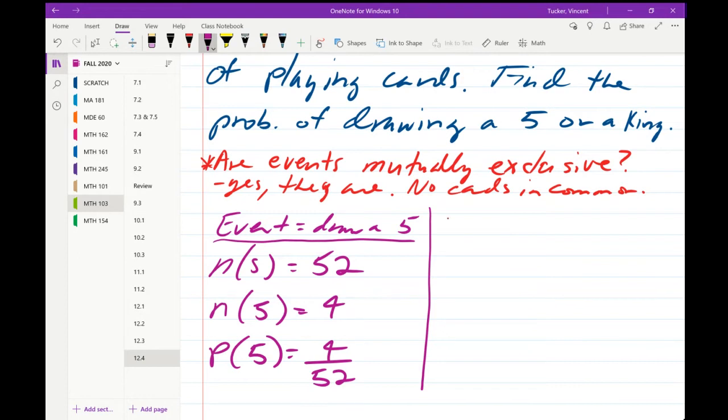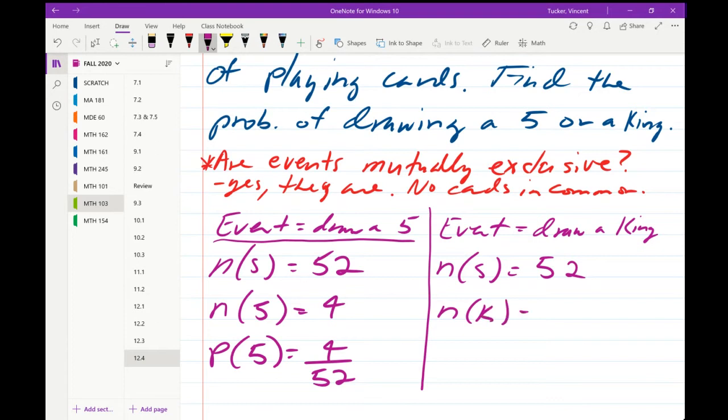All right, next one. Talking about drawing a king. Once again, the sample space is 52. The number of kings in the deck is 4. Probability of drawing a king, 4 over 52.